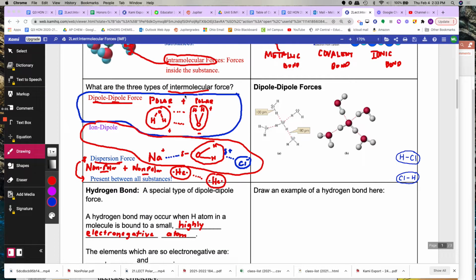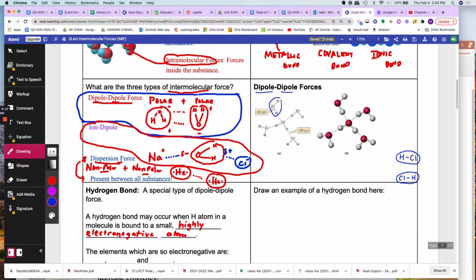We just learned the three types of intermolecular forces: dipole-dipole, ion-dipole, dispersion force. Let us talk about the dipole-dipole force. The dipole-dipole force occurs between two substances that are polar. Here is a polar water molecule, and here is another polar water molecule. Because this hydrogen here is partially positive and this is partially negative, the red dots is the dipole-dipole force.